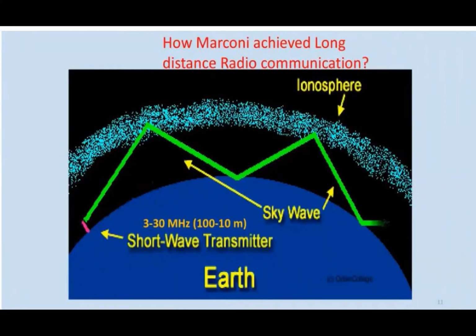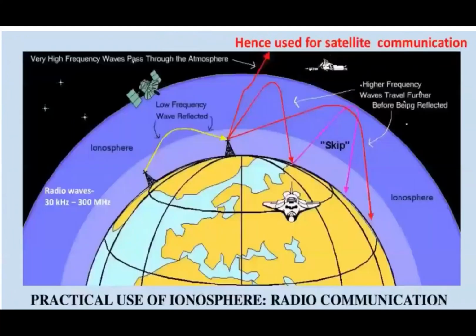So the wave got reflected from there and came back to the ground, and the Earth's surface is also a good conductor. So it is again reflected back to the ionosphere, and again, like that, by multiple hops, radio waves could travel over a long distance from the transmitter to the receiver, overcoming the curvature of the Earth. So this is what might have happened in Marconi's experiment.